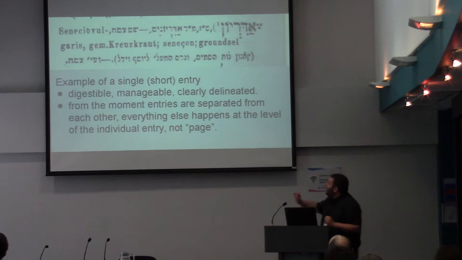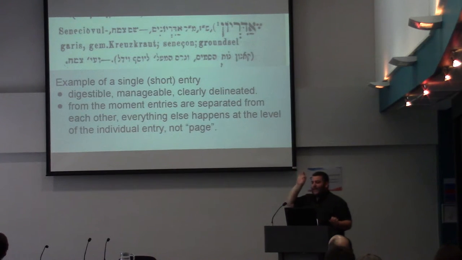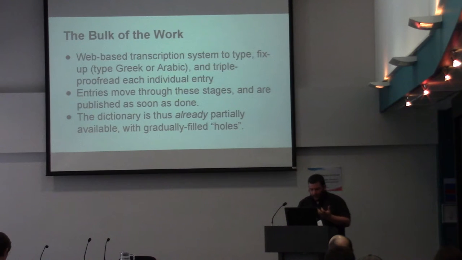From that moment, everything else happens at the level of the entry, not a page. And so the bulk of the work is in your browser, web-based system. You just transcribe what you see. If you can't type Arabic, and most Hebrew speakers cannot, you can mark it. You can say, well, there's a bit of Arabic here.